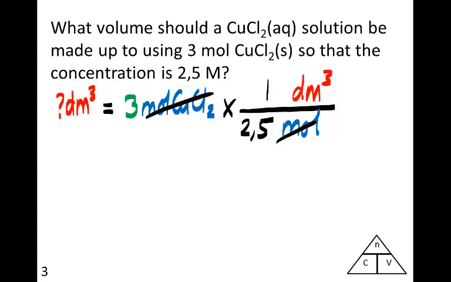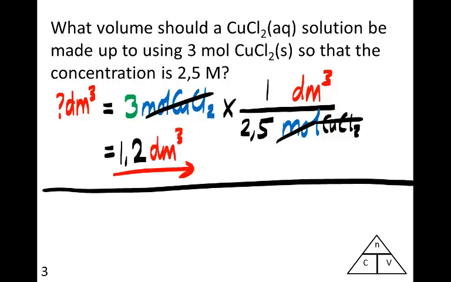Moles cancel, of course, it's mole copper chloride. Should have written that in full. And we're left with decimeters cubed. 3 divided by 2,5 is equal to 1,2 decimeters cubed. Let's repeat it now using the formula.